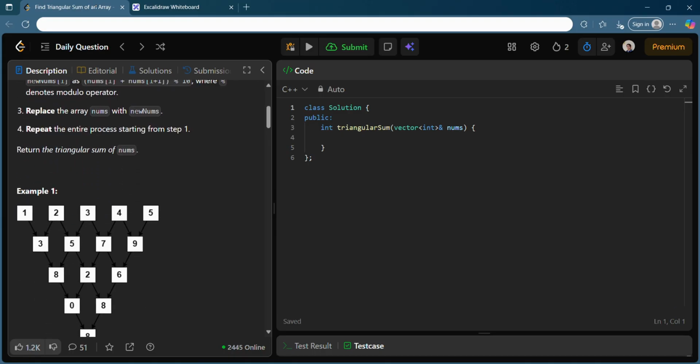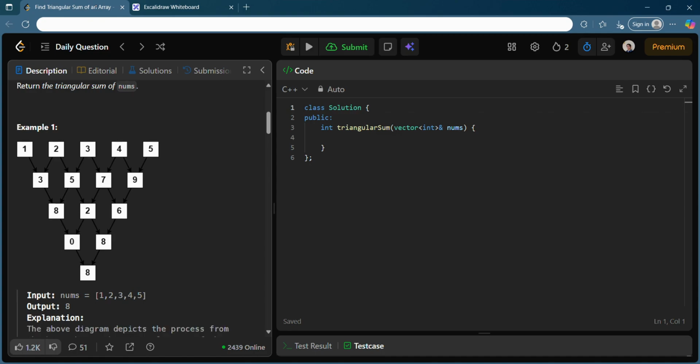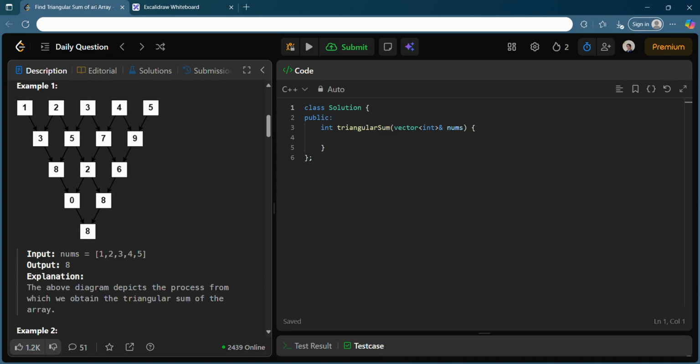What it basically means is, see this example. Suppose you are given the initial array 1 2 3 4 5. You create a new array by adding every adjacent pair of elements, so you get 3 5 7 9. Then again you create another array by adding adjacent elements, and you go on until only one digit is present.